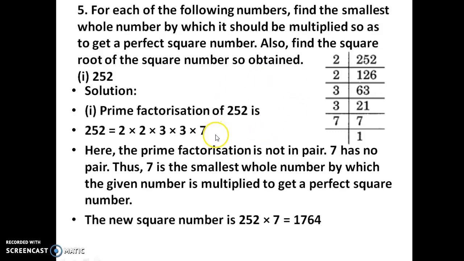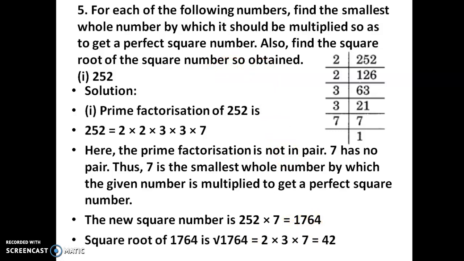Which number is not having a pair? That number should be multiplied with the given number. So 252, that is the given number, has to be multiplied by 7. What answer you get, that is going to be the perfect square. Then they have also asked, find the square root of the square number so obtained. So this is the square number obtained, and we have to find out the root also.